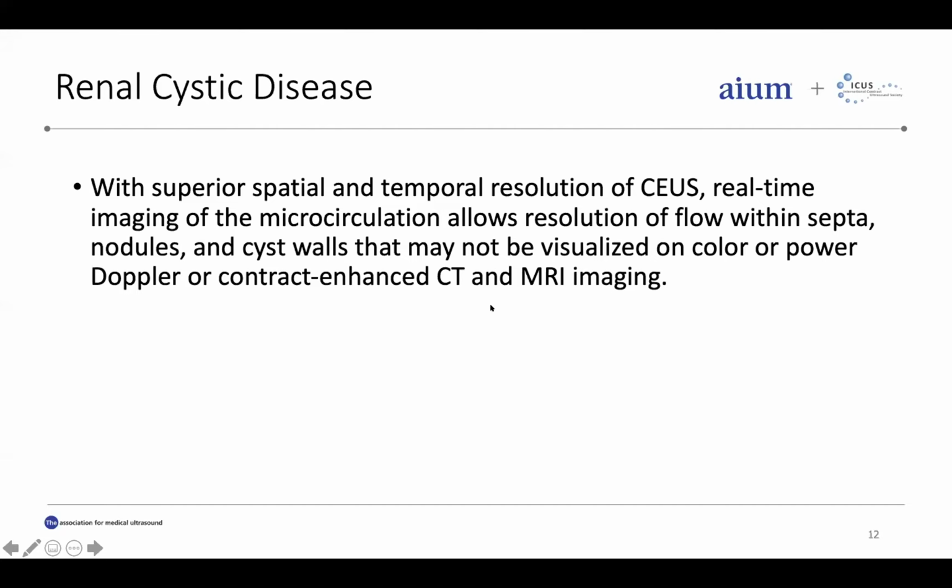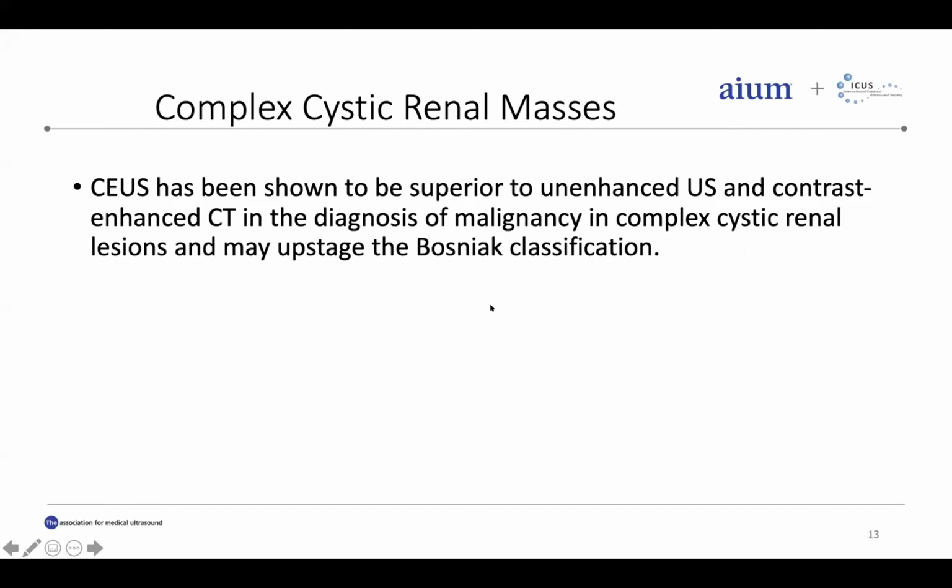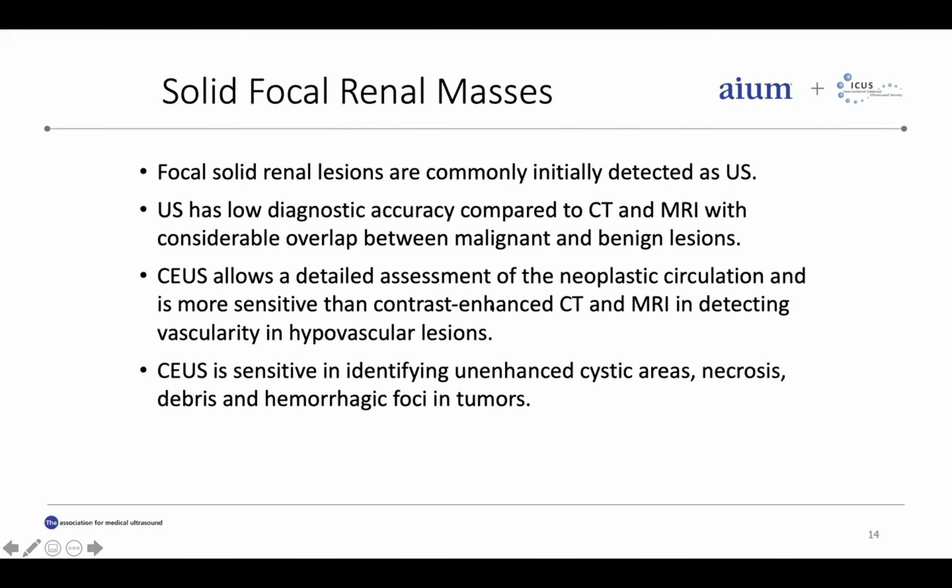With the superior spatial and temporal resolution of CEUS, real-time imaging of the microcirculation allows for resolution of flow within septa, nodules, and cyst walls that may not be visualized on color Doppler or power Doppler or enhanced CT or MRI images. In addition, these are usually small, and it will be volume averaged on the CT and MR. CEUS has been shown to be superior to unenhanced ultrasound and contrast-enhanced CT in the diagnosis of malignancy and complex cystic renal lesions and may upstage the Bosniak classification. And now there's a lot of literature that confirms these findings.